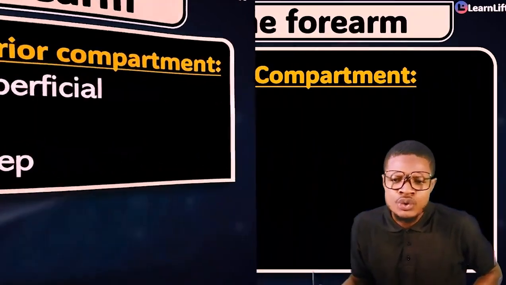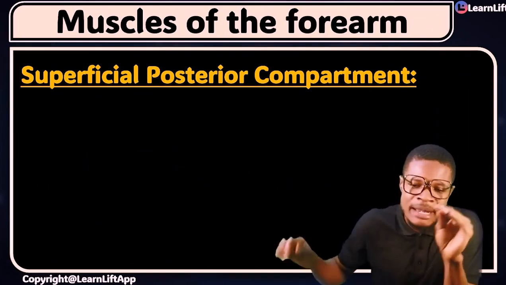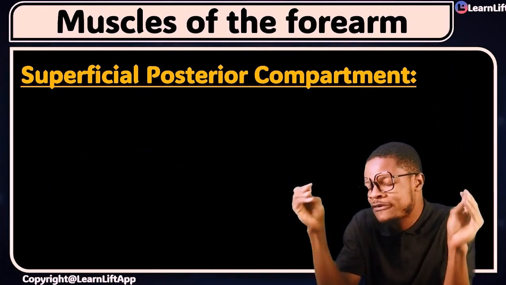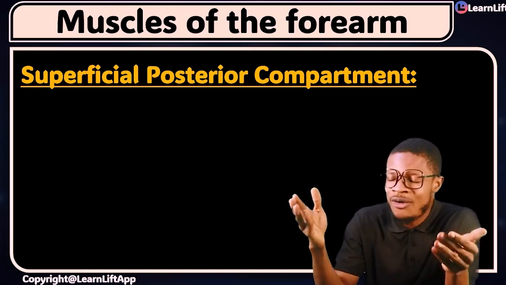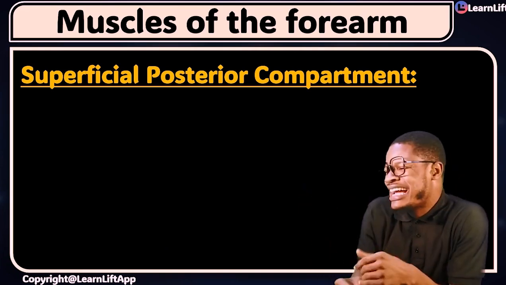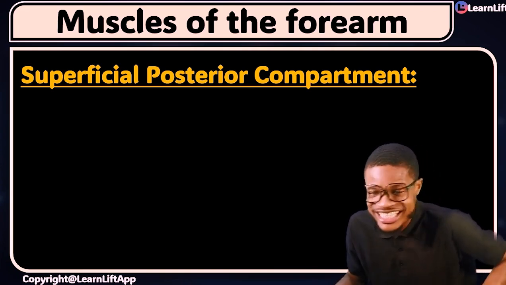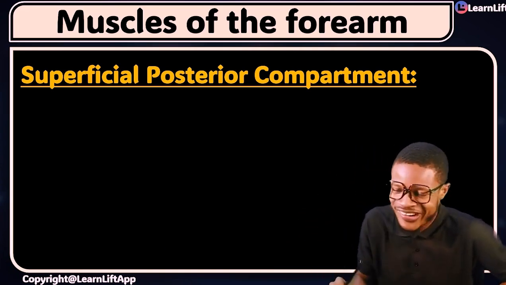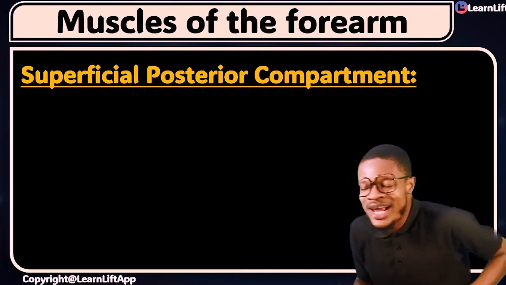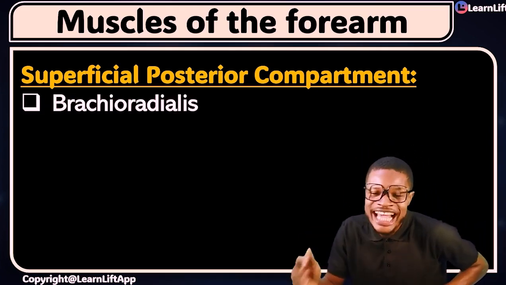So what are the muscles that are in the superficial posterior compartment of the forearm? Now, don't blame me, there's nothing like I just forgot one. You must know everything to the core. They include the following. Number one is called your brachioradialis.